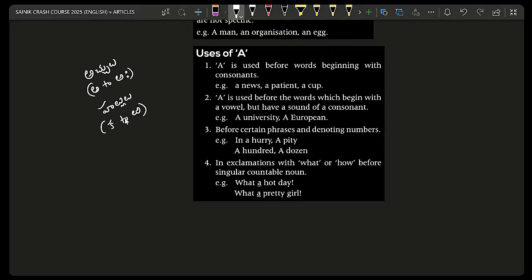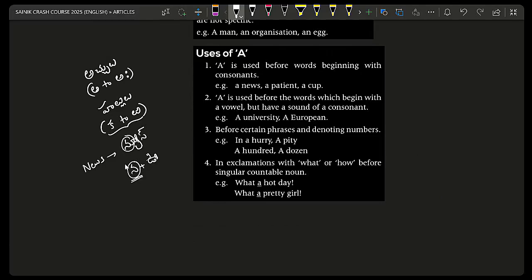Suppose news is there, and before news, which article do I have to use, a or an? So what you do is take news and try to write this in Telugu. The first letter of this starts from na, and na with u becomes nyoo. So you concentrate on this first letter. Is it under the vowels of Telugu or the consonants of Telugu? Na comes between the letters ka and bandira. So whenever this consonant comes, you must use a.